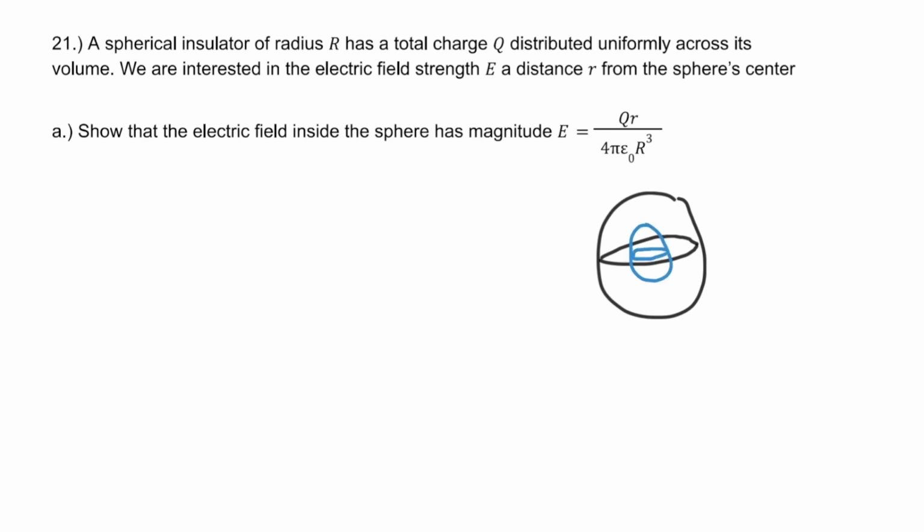So we draw ourselves a little sphere inside the big one, because due to the symmetry of the situation, we know that the sphere would get pierced by all of the electric field lines, because the field would point directly out at all of these points.